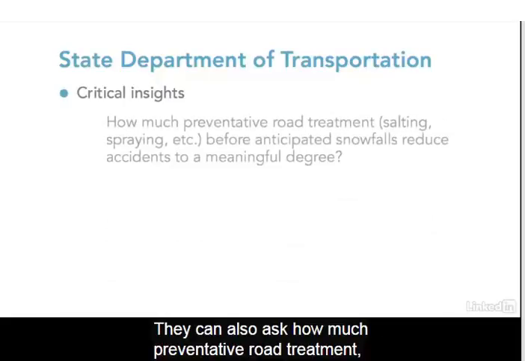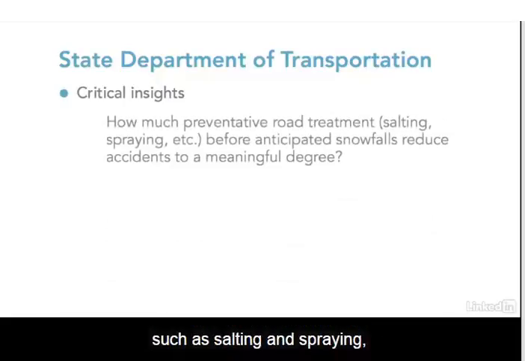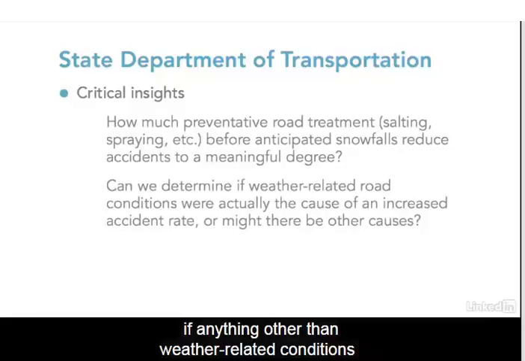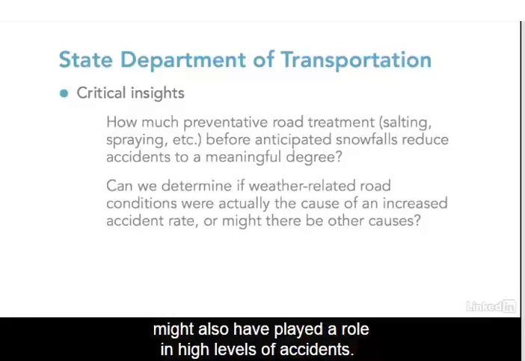They can also ask how much preventative road treatment, such as salting and spraying, before a snowfall actually begins will result in a meaningful reduction in the level of accidents. They can also look at the accident levels during bad weather and determine if anything other than weather-related conditions might also have played a role in high levels of accidents.